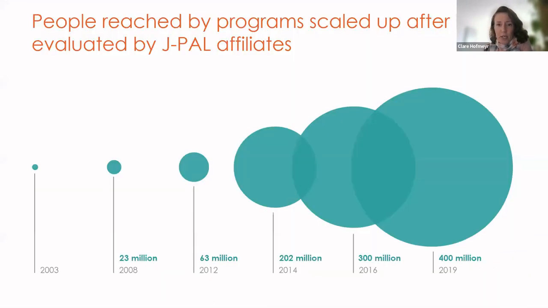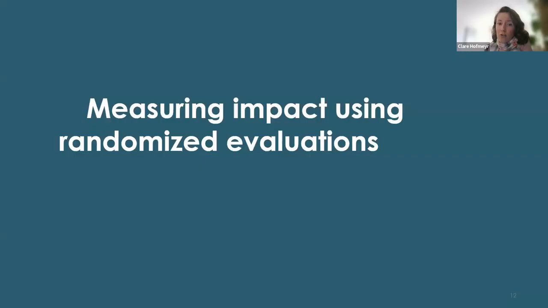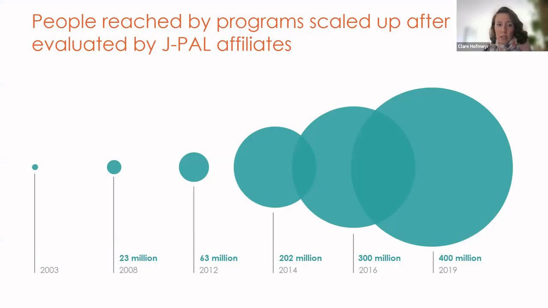And as mentioned already a few times, we don't stop at the evidence generation point. We put a lot of time and effort into making sure that those projects that are found to have impact and be cost effective are scaled up to reach as many people who could benefit from them as possible. So as a result, ever increasing numbers of people around the globe are being reached by such programs, from 23 million in 2008 to 400 million in 2019. One of the programs that has contributed substantially to this number is a deworming intervention in primary schools that was first tested in Kenya. So I'll be talking about it a little later in the presentation.